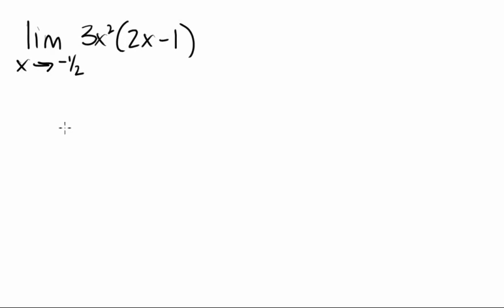So for our first limit, we're going to go the limit as x approaches minus 1/2 of this function, 3x squared times 2x minus 1. Okay, so now this is a limit that can be solved just by using substitution, which essentially just means you can take this value and just plug it in to the equation.